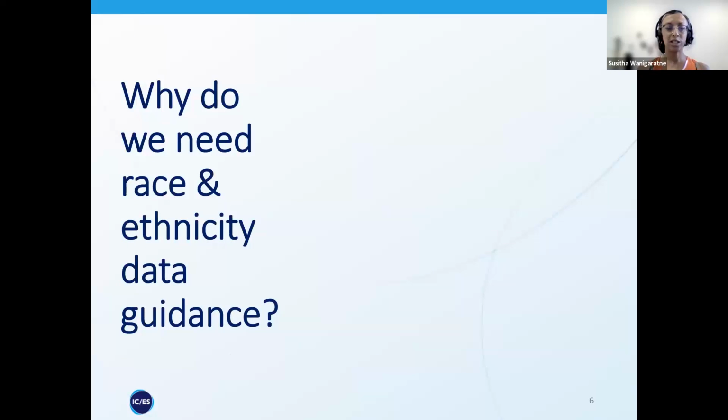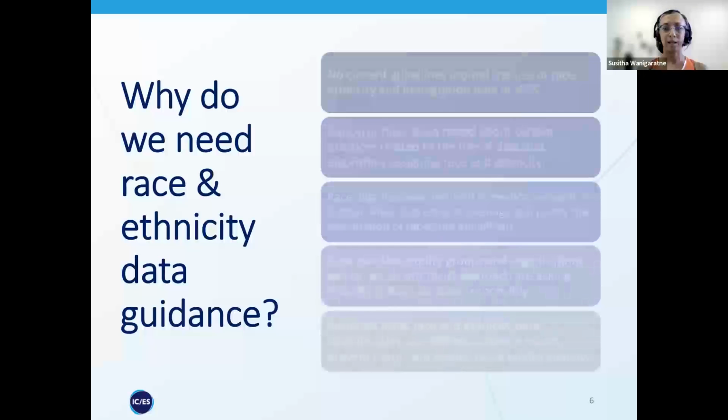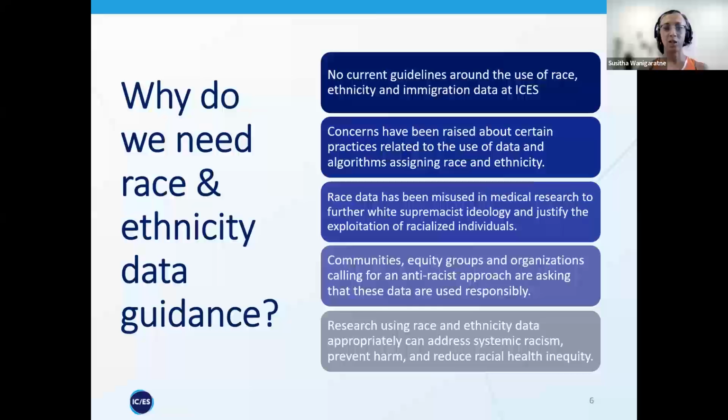So before I hand it off to Laura to give you more detail about the guidance document we've been working on, I just wanted to drive home a few points about why we need this guidance to help us make better use of race and ethnicity data. So first, there's no guidance on the use of race, ethnicity, or immigration data at ICES. And as I mentioned previously, there have been concerns raised about the use of these data and the algorithms that I mentioned also. And I think a really important point is that as health researchers, we have to acknowledge that race and ethnicity data has been and is currently misused in health research, since it often explicitly or implicitly wrongly suggests that racialized people are genetically and/or behaviorally inferior to white people.